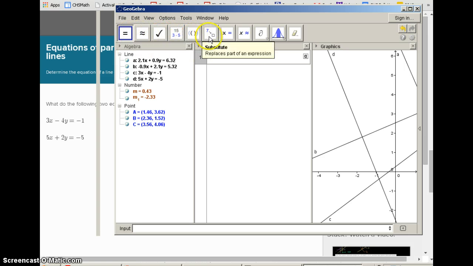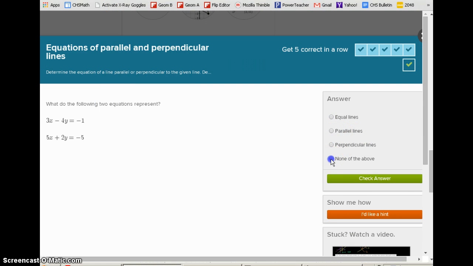Let's see, not evaluate. Where's my solve for x? So I can do a solve for y. Well, I don't know how to use that. I'd use my other calculator to get it done. Anyway, my answer is none of the above.